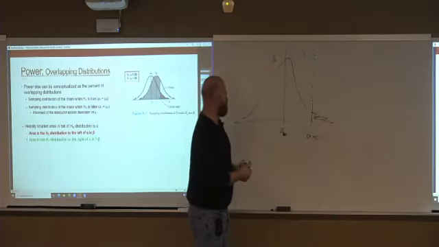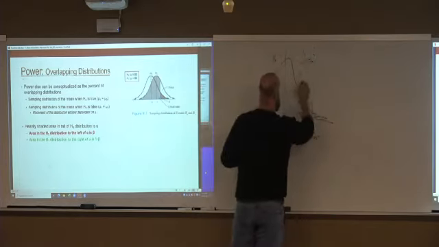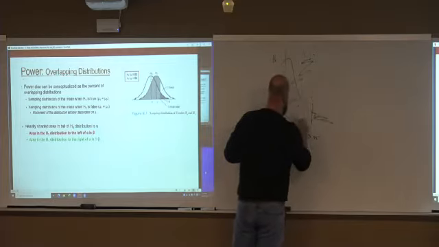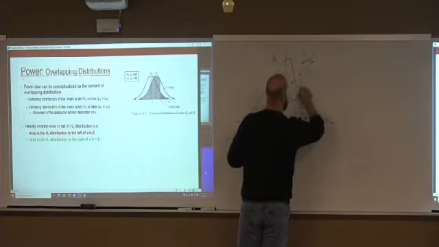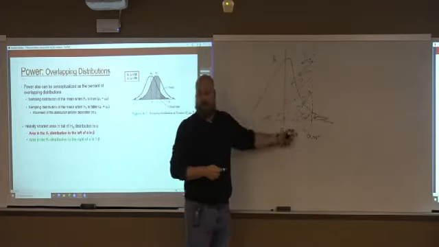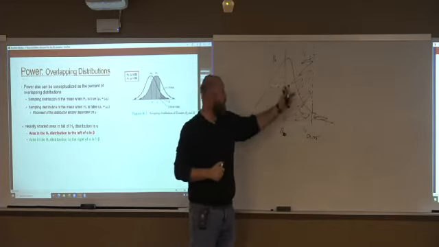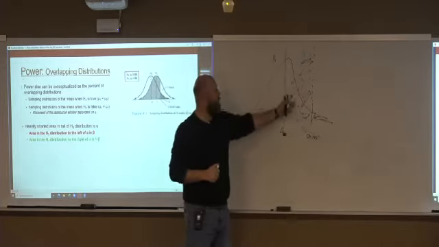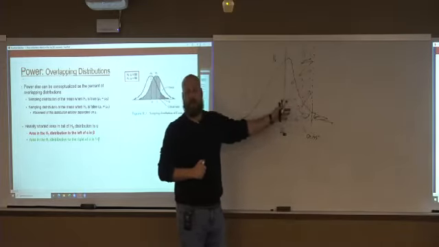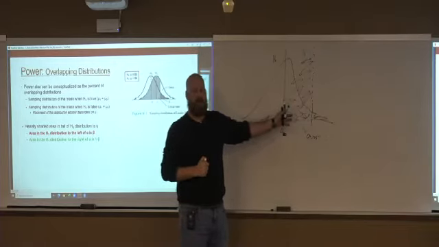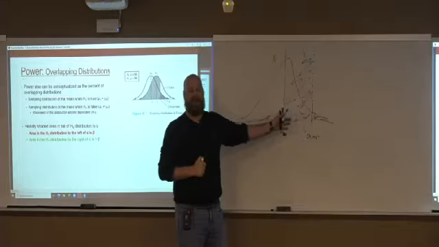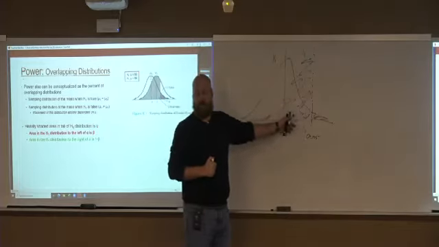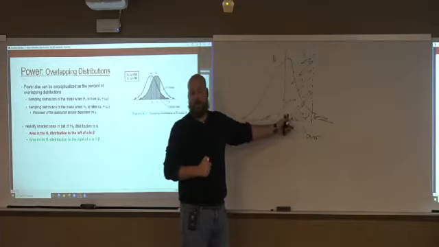So everything in here, even though these are all values under my alternative distribution, I'm still going to fail to reject the null. And so what do these represent in terms of my errors? What type of error? Type 2. Why is it type 2? What have I done here? Rejecting something that is actually.